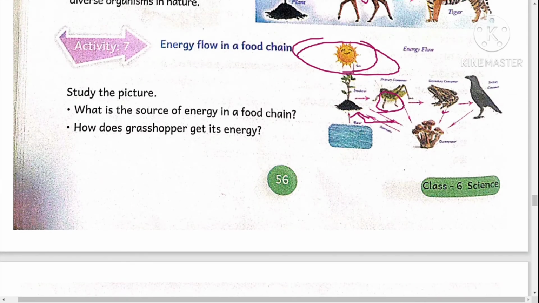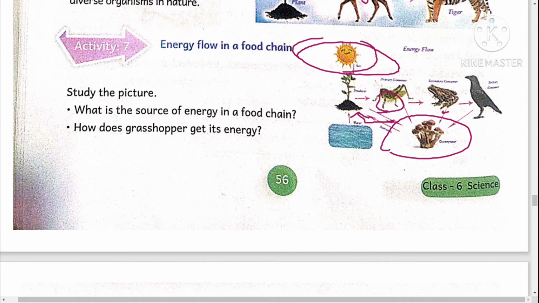So this is the mushroom. Mushroom we can locally call it as a puttagodugulu. Okay. So mushroom is a decomposer. That means it will always be dependent on dead and decaying organisms. So from there it will obtain the nutrients and proteins.